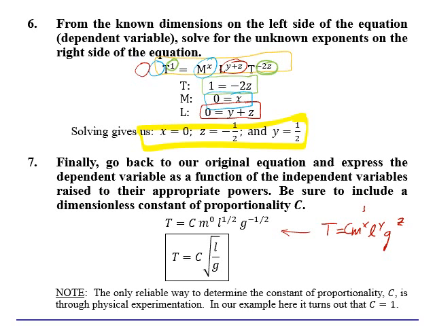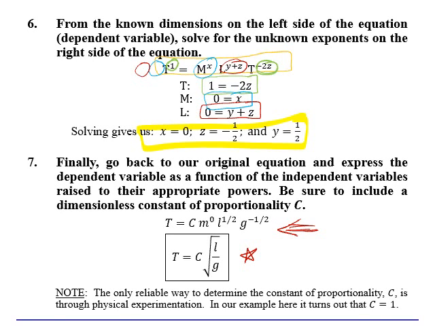I know x is 0, I know y is 1/2, and I know g is minus 1/2. And so I go ahead and put all that in, and I get this equation shown right here on this line. And again, if I simplify it, I could now write it like this. I could say the period of a pendulum should be equal to some dimensionless constant times the square root of L over g. And it turns out that's exactly right.